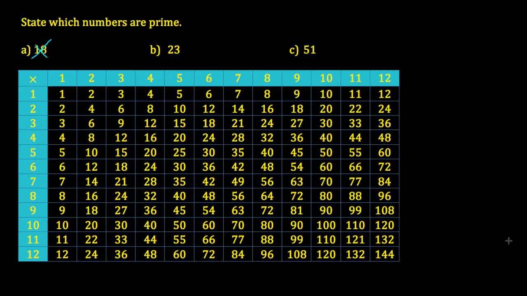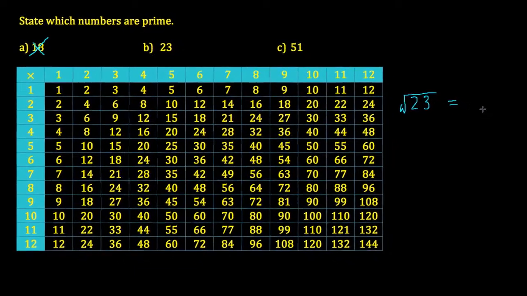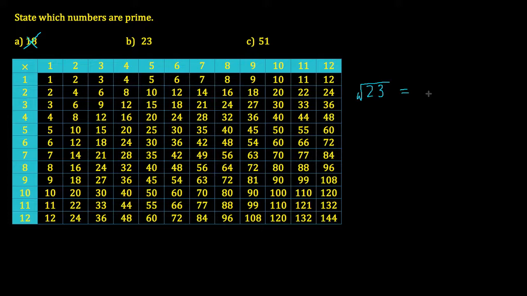But there is also a way to look through this in a more efficient way. I don't really want to have to look through this entire table. And in fact, this table does extend beyond 12 times 12. So here's what I do to maybe shortcut my work. I consider 23, and I say to myself, okay, what is the square root of 23? Well, the square root of 23 lies somewhere between 4 and 5. So it's 4 point something.